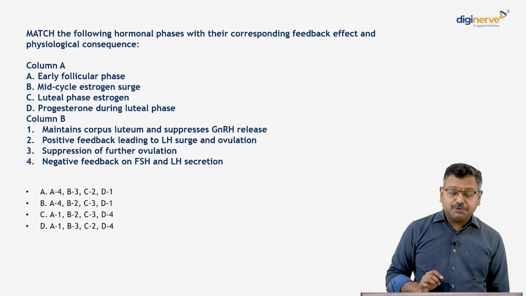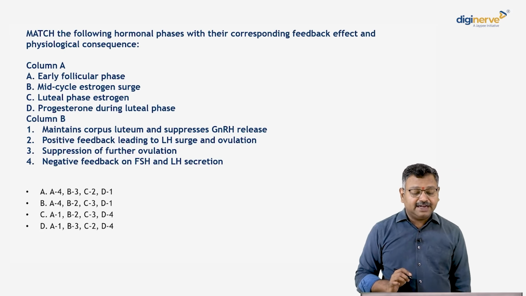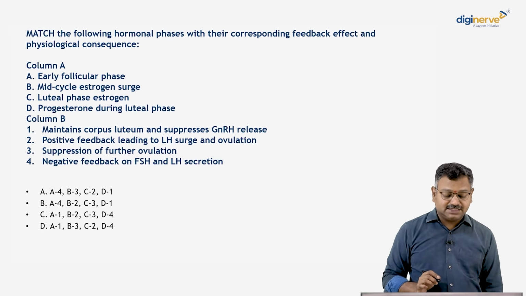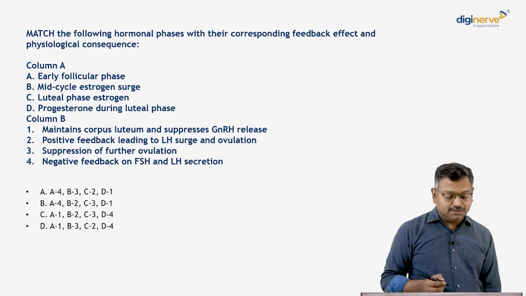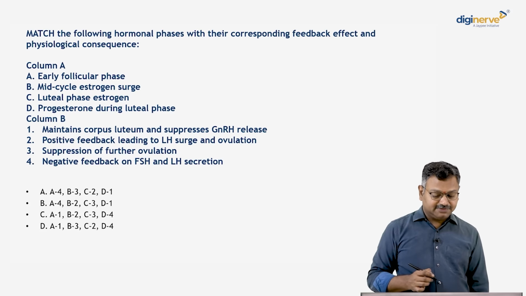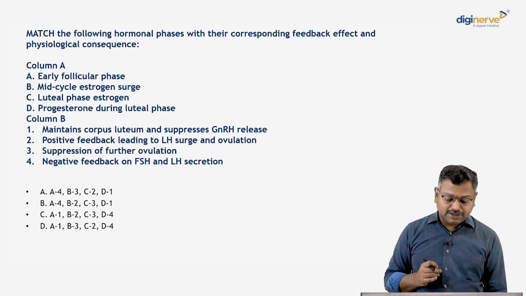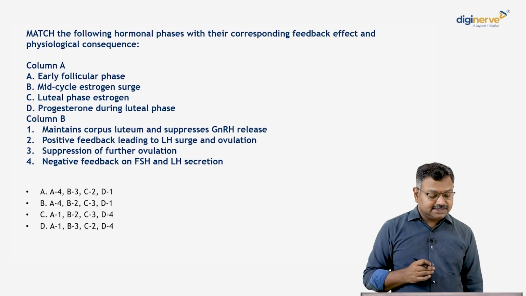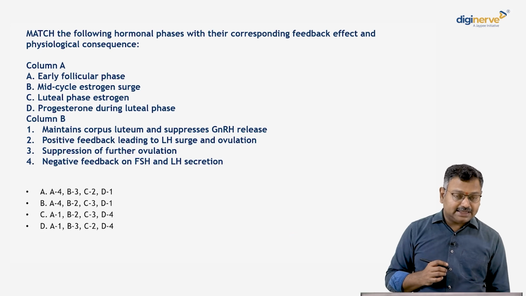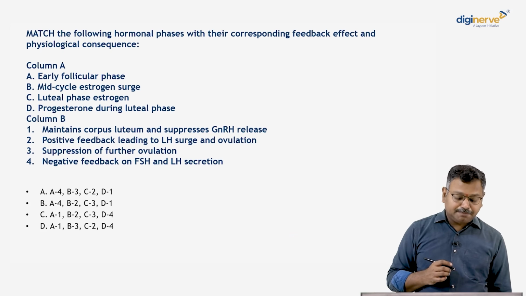Match the following hormonal phases with their corresponding feedback effect and the physiological consequences. They have given two columns. Column A is early follicular, mid-cycle estrogen surge, luteal phase, progesterone during luteal phase. The second column is maintains the corpus luteum, suppresses the GnRH, positive feedback leading to LH surge and ovulation, suppression of further ovulation, negative feedback on FSH and LH secretion.